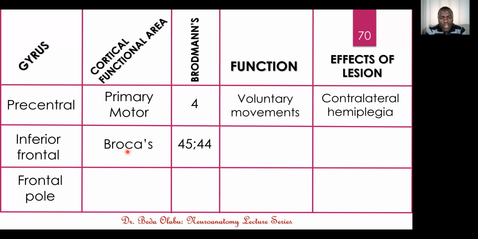Broca's area is area number 45 and area number 44. It is within the inferior frontal gyrus. This area is the one that we use to articulate, the one that we use to express ourselves verbally, the one we use for talking. We call that motor speech. Motor speech is basically talking.